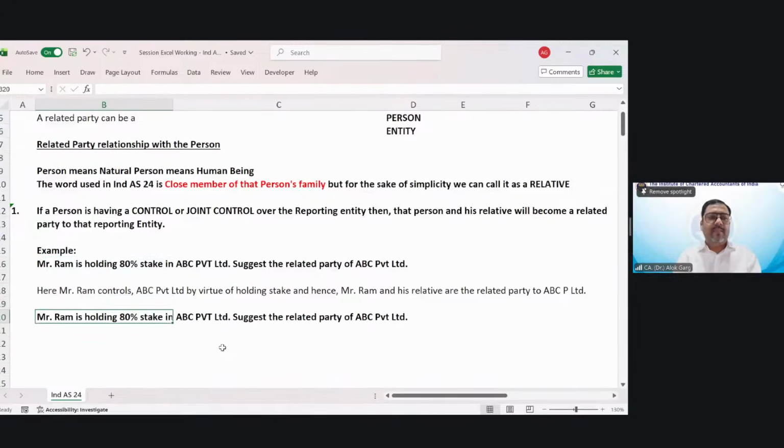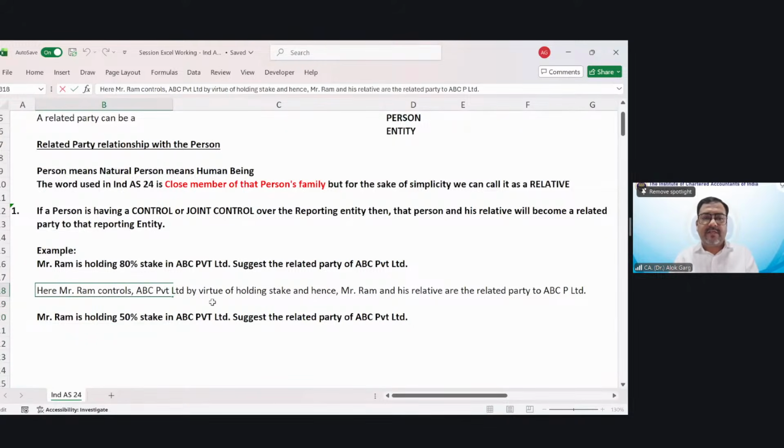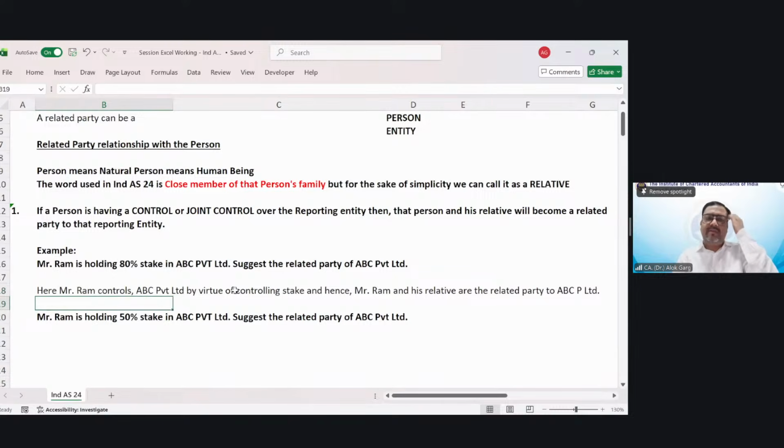Second, Mr. Ram is holding a 50% stake in ABC Private Limited. Okay. So instead of holding stake, let me write it as a controlling stake. It will help you in future.